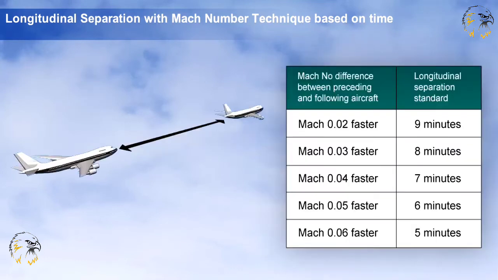When the Mach number technique is applied, the minimal longitudinal separation between turbojet aircraft on the same track, whether in level, climbing or descending flight, is 10 minutes, providing the preceding aircraft maintains a Mach speed equal to or greater than that maintained by the following aircraft, or between 9 and 5 minutes inclusive, providing that the preceding aircraft is maintaining a Mach number no greater than the following aircraft in accordance with the criteria shown.